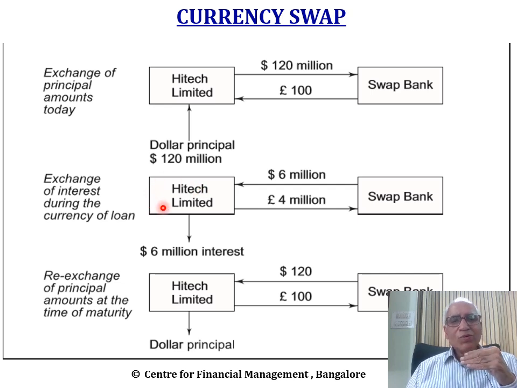During the currency of the loan, Hi-Tech Limited receives $6 million from the swap bank, which it uses to pay interest on its US dollar borrowing. Hi-Tech Limited in turn pays 4 million pounds to the swap bank because the swap bank would have raised 100 million pounds at an interest rate of 4%. At the time of maturity, Hi-Tech Limited would receive $120 million from the swap bank, which it uses to repay its principal obligation on the US dollar loan. In turn, Hi-Tech Limited pays 100 million pounds to the swap bank.